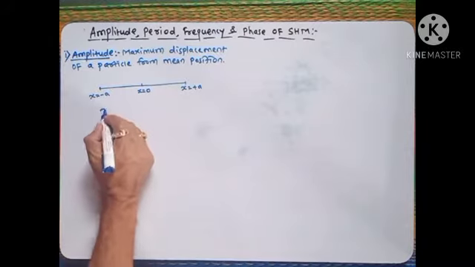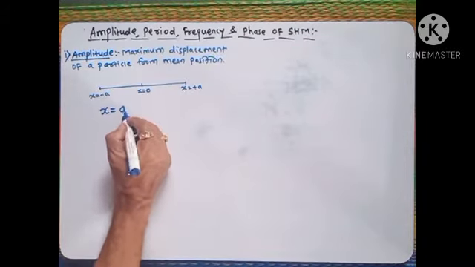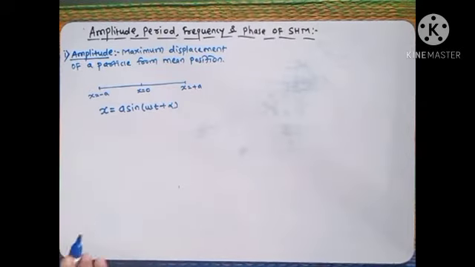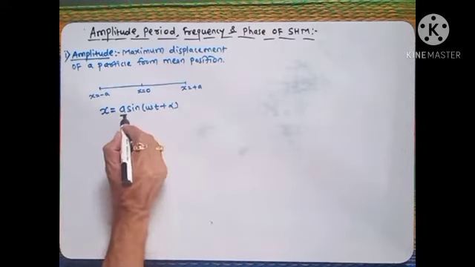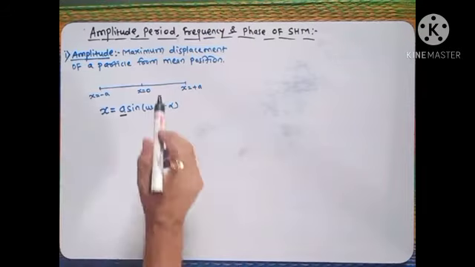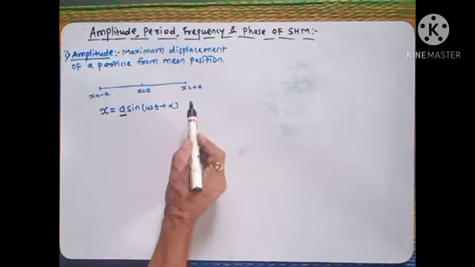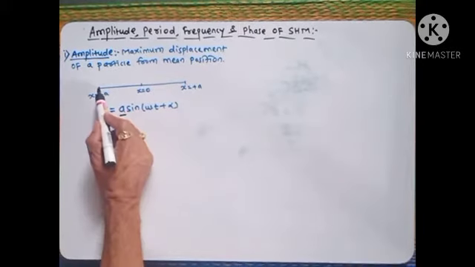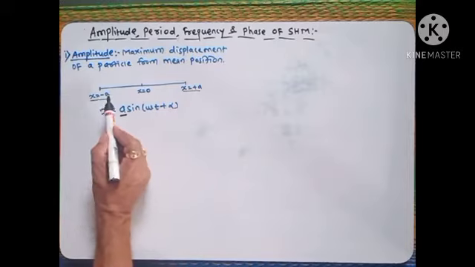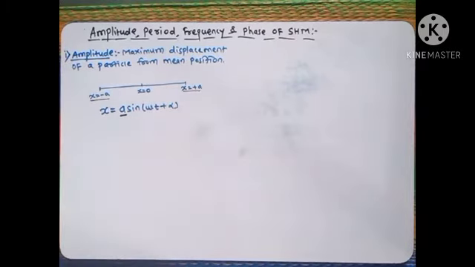Then if we write the equation x equal to a sine omega t plus alpha, then this quantity a we call it as amplitude. That is, this is the maximum displacement of the particle from mean position, either on right side or on left side. X equal to plus a or x equal to minus a, here small a, this quantity represents the amplitude.